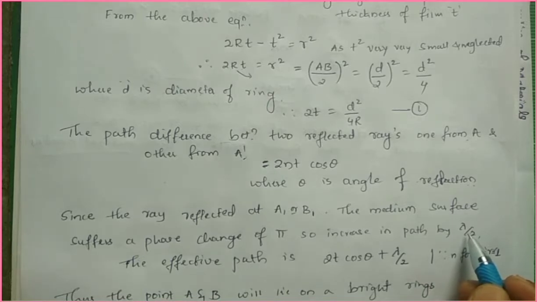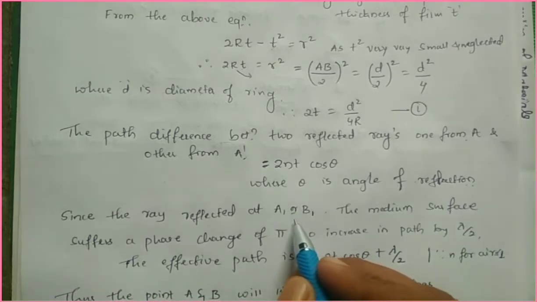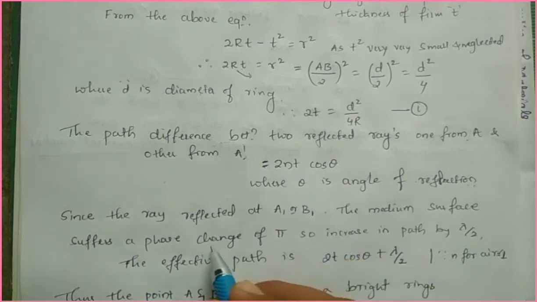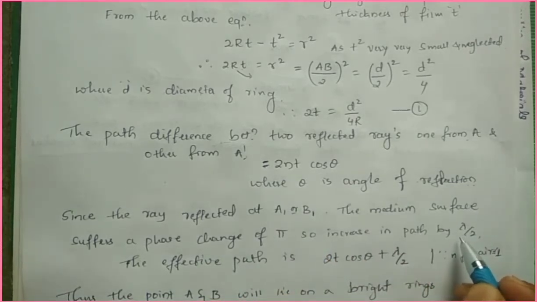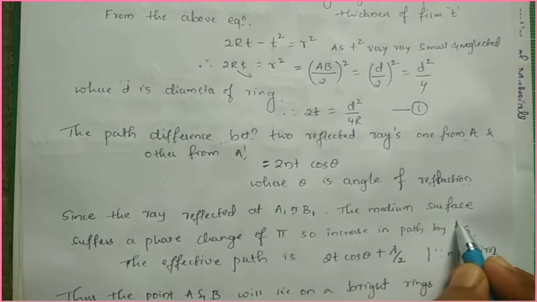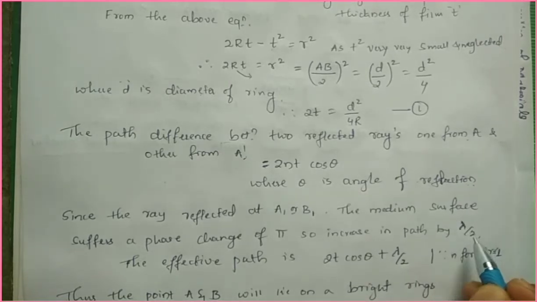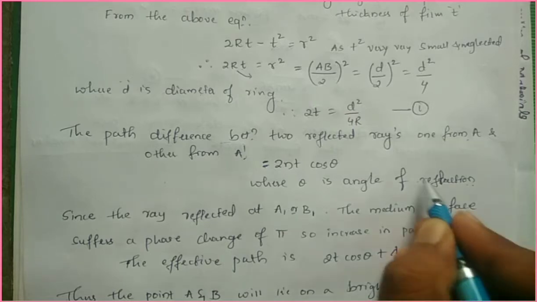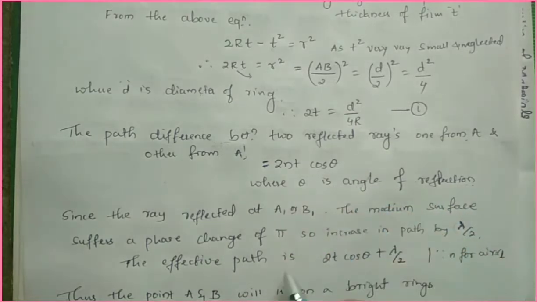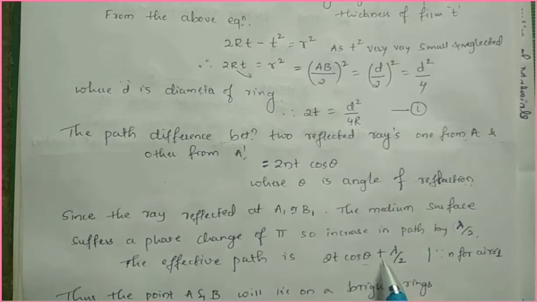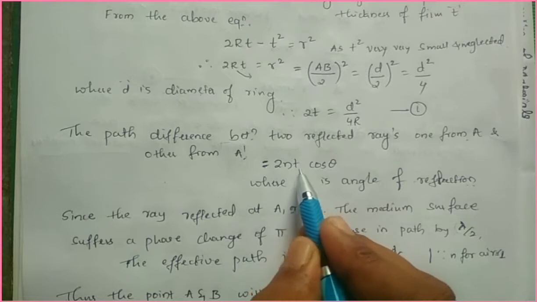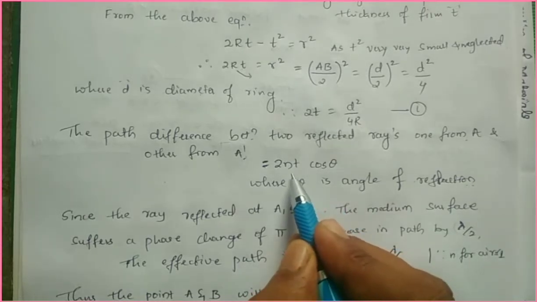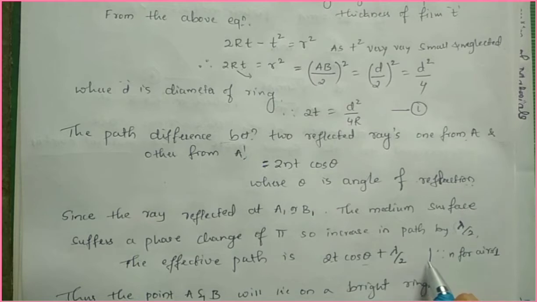by lambda by 2. So when it is reflected from A dash B dash, at that time there is a phase change of pi. So increase in path, when there is a phase change, the path increases by lambda by 2. So you have to add lambda by 2 to this path difference. So the effective path is 2t cos theta plus lambda by 2.